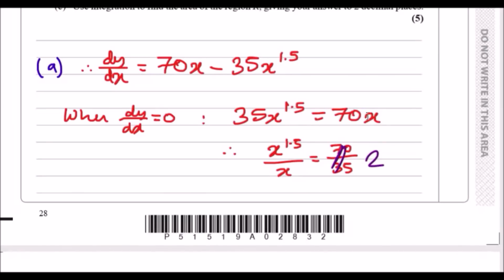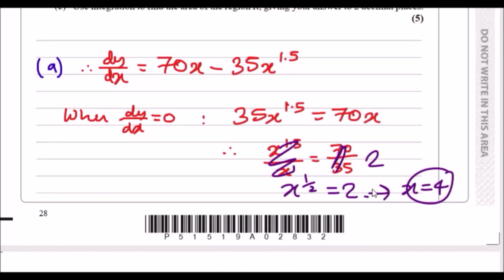Divide x across, so you get x to the power 1.5 over x. And remember, this is x to the power 1. So when you're dividing terms, you subtract the powers. So all of this becomes x to the power of half, or 0.5. And lastly, to get x, you just square both sides. So then you get x equals 4.